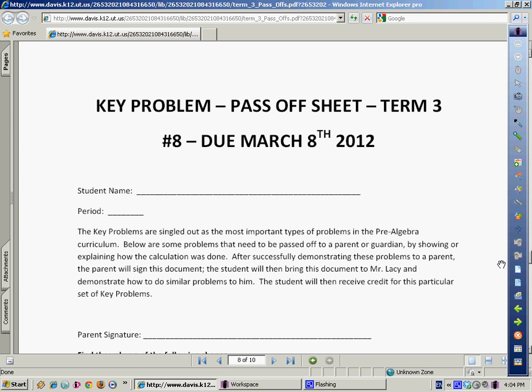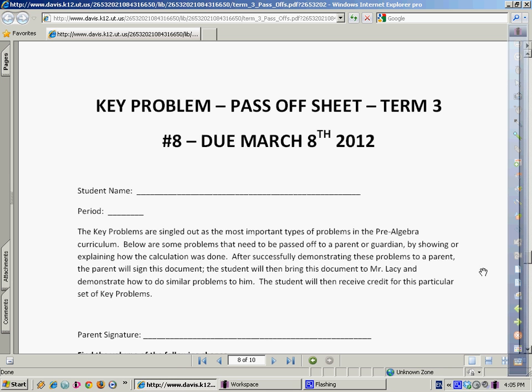Okay, problem pass off sheet number 8. This one's due March 8th. The material in this lesson was covered in section 8-5 of your textbook.